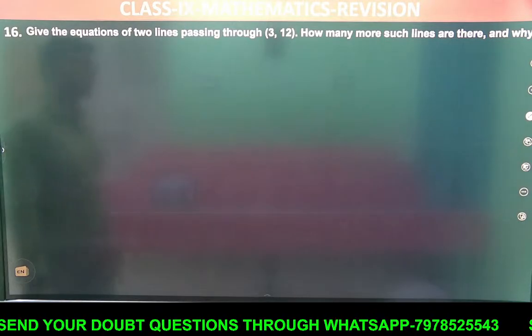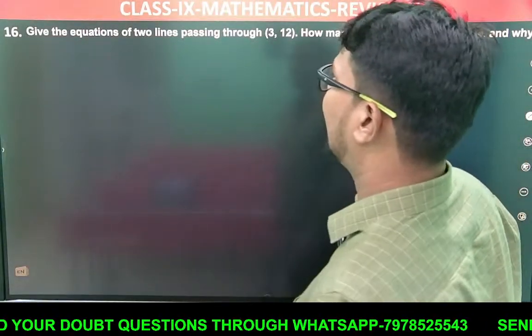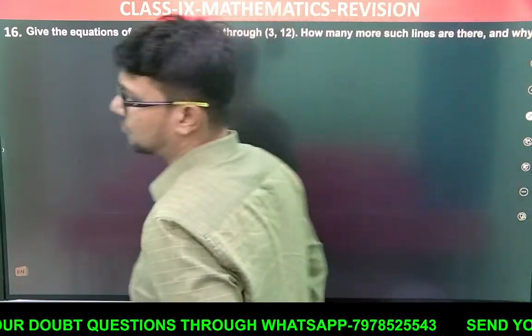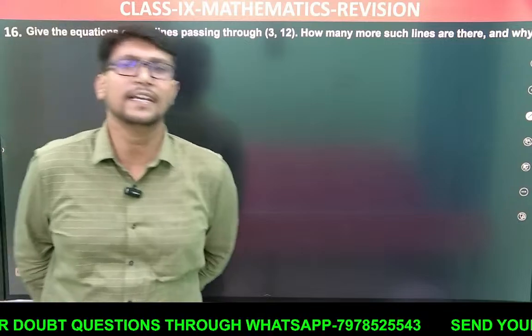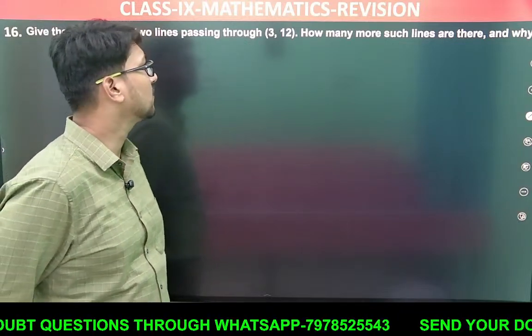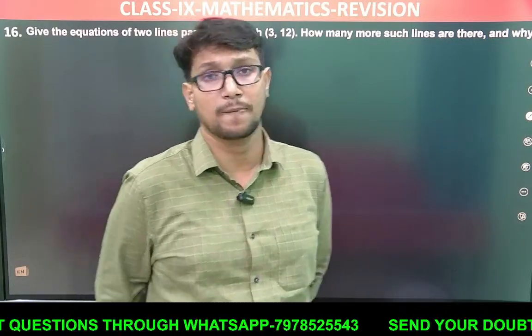I hope this is clear. Let us move to the next question. Give the equation of two lines passing through (3, 12). So we have to write two equations which pass through (3, 12). How many more such lines are there and why?